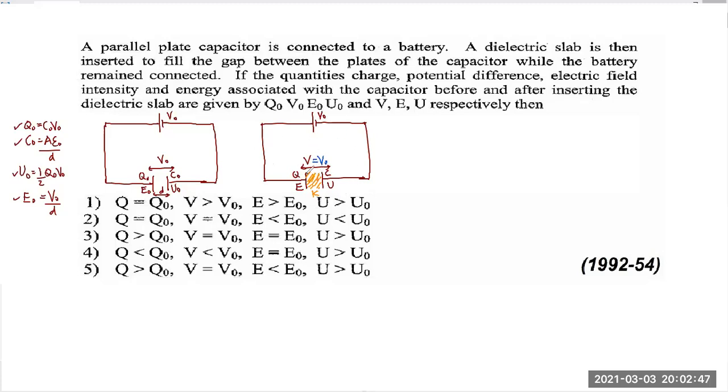Now, when the capacitor is fully charged, there is no current in the circuit. People, if there is no current in the circuit, remember whatever the voltage the battery has, that voltage will be across the capacitor. Okay. Now, once you learn electricity a little deeper, you will understand what I just said.